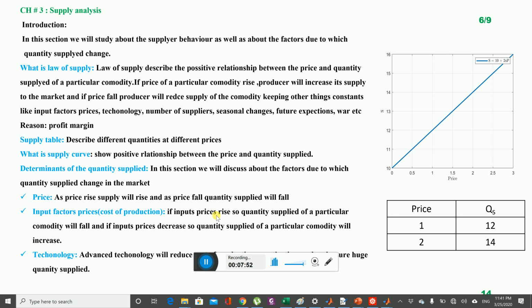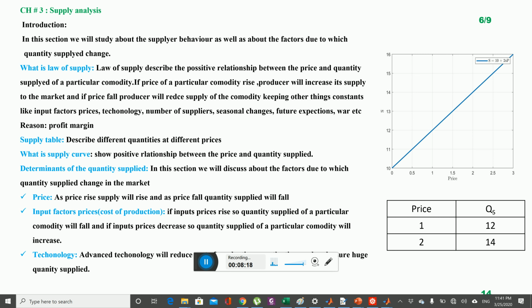If input factor prices rise, the quantity supplied of a particular commodity will fall, and if input prices decrease, the quantity supplied of a particular commodity will increase. It means if the input factors get expensive, automatically the capacity of the producer to produce more will fall.